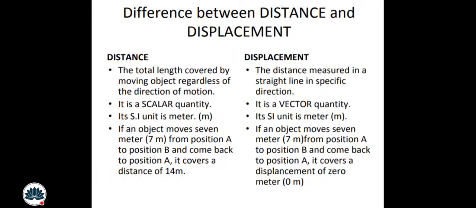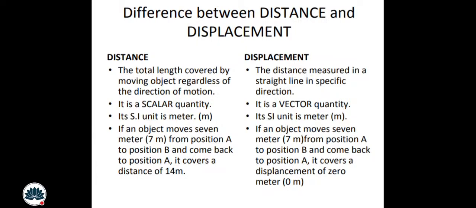What is the difference between distance and displacement? Number one, the distance is a scalar quantity. It means that it does not have any arrow or direction, while the displacement has a direction. The total length covered by a moving object regardless of the direction of motion is called distance. It is a scalar quantity as we have discussed. The SI unit is meter. The meter is the SI unit of displacement and distance.